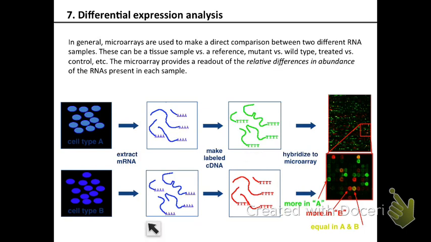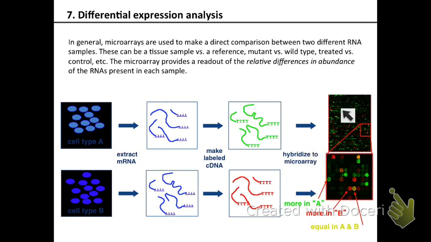For cell type B, you do exactly the same thing, but instead of incorporating a green fluorescent nucleotide, you add a red fluorescent nucleotide. Okay, so all the cDNA that is coming from cell type B is going to be fluorescently labeled as red. So then you mix these up. Okay, so you mix these red and green labeled cDNAs and hybridize to the microarray.